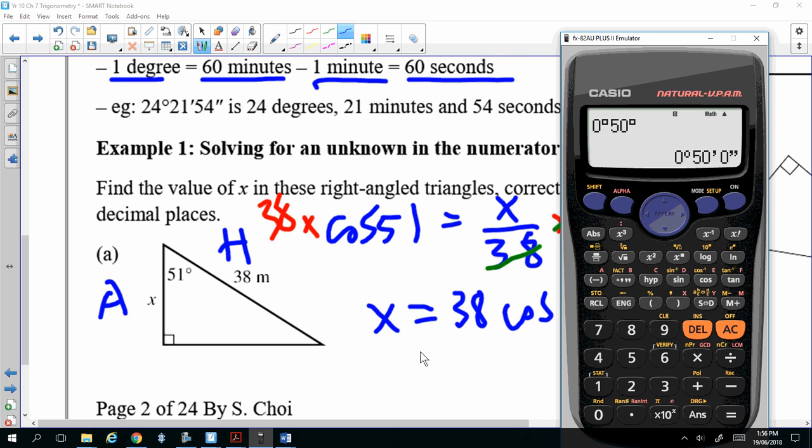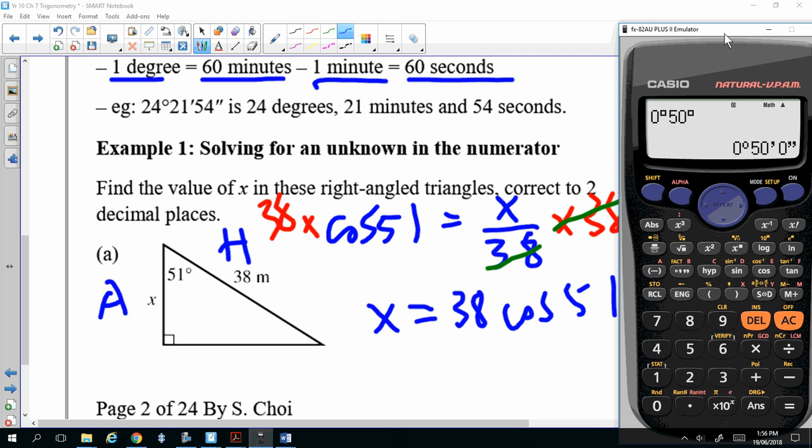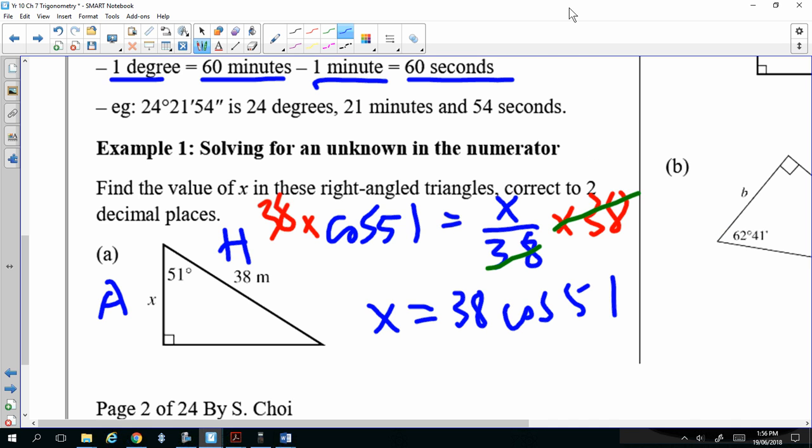Double check that there's a letter D on the top. That is the degree mode. If not, it will give you the wrong answer. So write down 38 cos 51, you don't need the degree symbol, just write 38 cos 51 equals, and that gives you 23.91, correct to 2 decimal places. Any questions? So it's very easy to do. Alright, there's a few more you have to do, so try the next few.